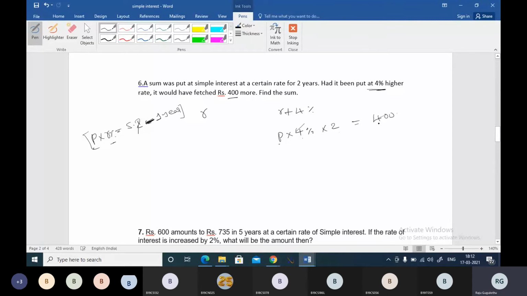And you can say, but percentage is there. P percentage is equal to 50. Percentage is nothing but 1 by 100, so P by 100 is equal to 50. So principal is 5,000, boss. I hope you understood this.